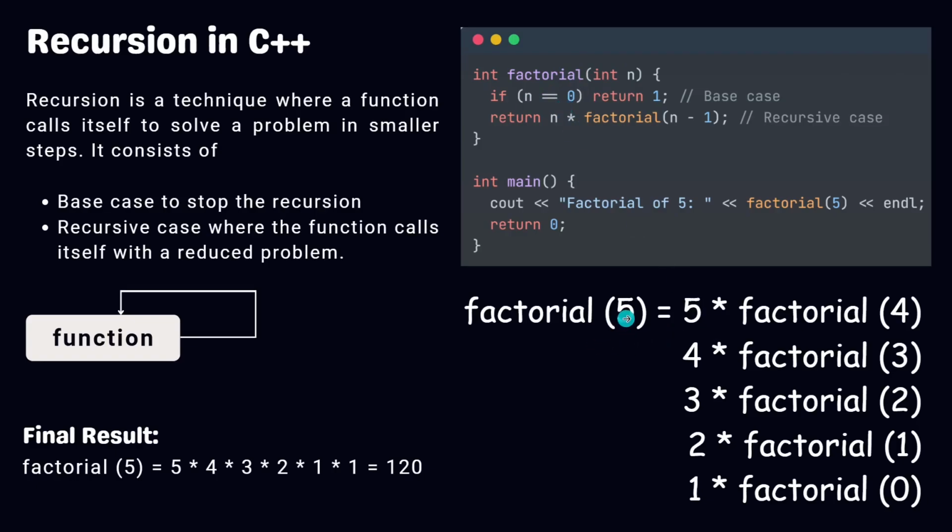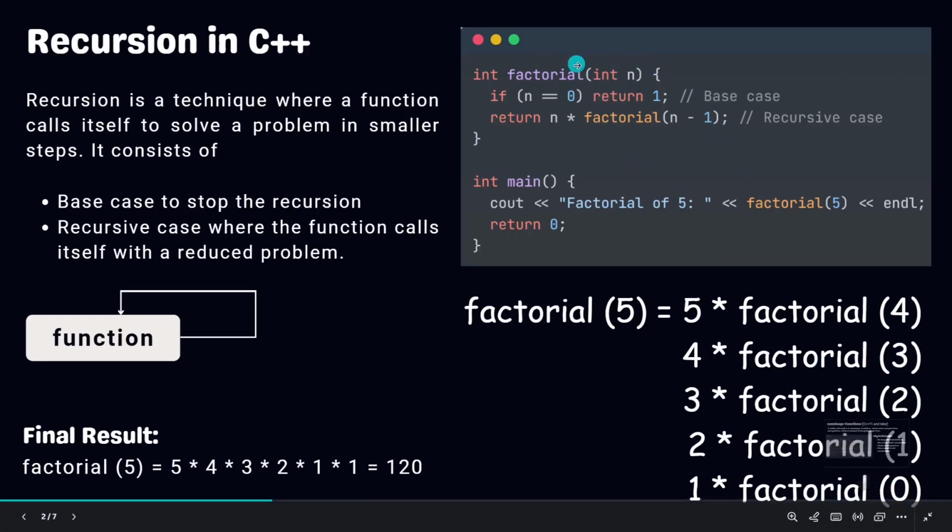So when we pass 5, it will come here with 5, then factorial of 5 minus 1, which is 4, calls again, then 4, factorial of 3, calls again. When we have factorial 0 here, n is equal to 0 and it returns 1, and everything will be solved like this.